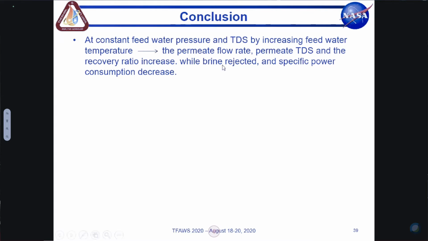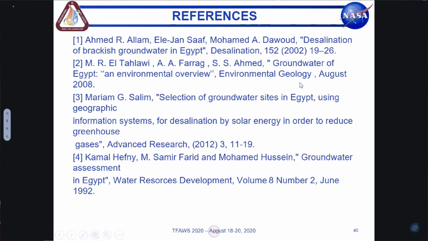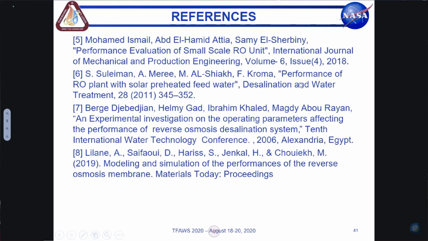In the second case, we will keep the pressure and temperature constant, and we will increase the total dissolved solids. What will we see? We will see that permeate flow rate and recovery ratio decrease, while the brine rejected, permeate total dissolved solids, and specific power consumption increase. The last case, we will keep the pressure and the total dissolved solids constant, and we will increase the water temperature. We will find the permeate flow rate, permeate total dissolved solids, and the recovery ratio increase, while the brine rejected and specific power consumption decrease.